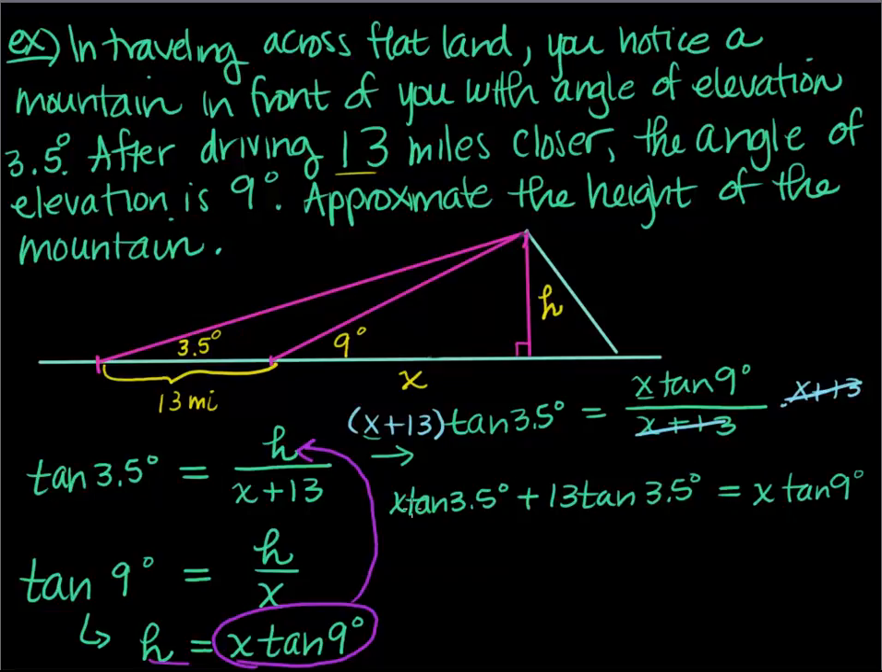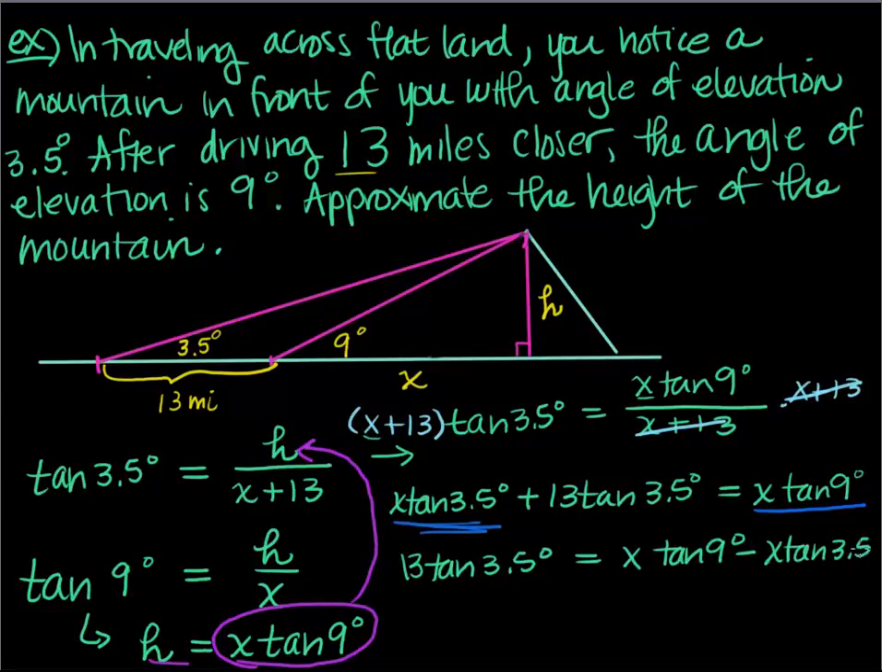Okay, so look at what I just took that tangent of 3.5 through, and now where are the terms that have the X that I want? These are the two terms, so I'm just going to take this one here and move it over to the right hand side. Oh, this is so fun. I love doing these. All right, so 13 tangent of 3.5 equals X tangent of 9 degrees minus X tangent of 3.5 degrees. And now what do you notice is common to both terms?